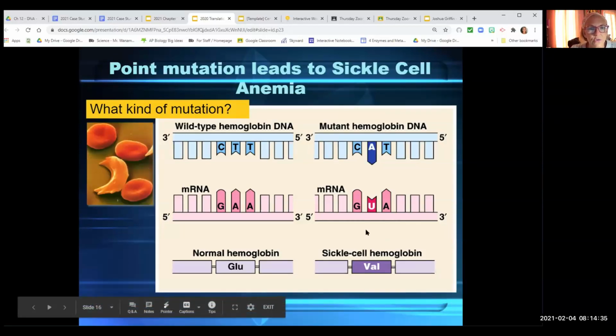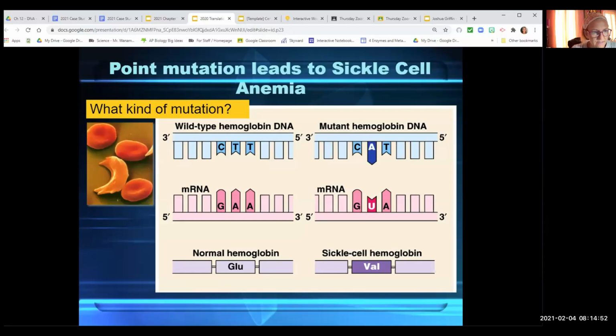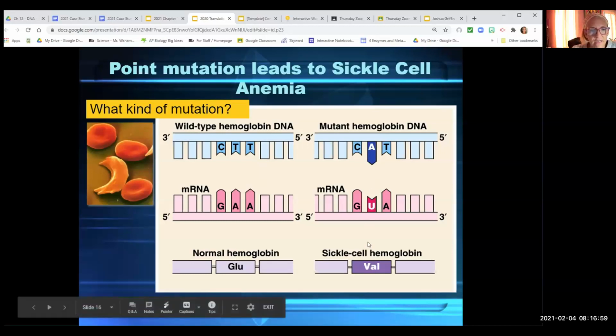1, 2, 3. So wild type usually is referring to the original. You'll see it labeled different ways, or normal. So this is your original one, and this is your mutation. So 1, 2, 3, 4, what kind of mutation was made? This is your DNA, right? So CTT, and if we transcribe that into mRNA, you get GAA. That codes for glutamine. If we used our decoder box, our point mutation here coded for valine. So instead of glutamine, we got valine. I'm guessing you said missense.